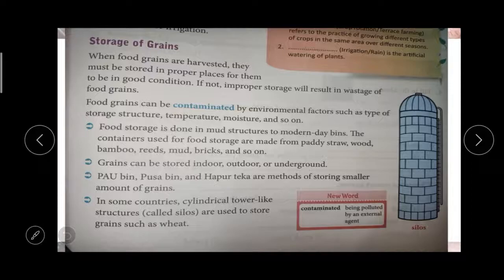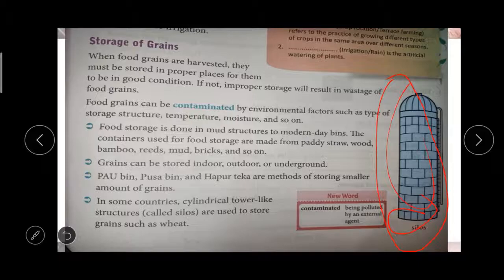In some countries, cylindrical tower-like structures called silos are used to store grains such as wheat. Now in our country also, in some places they use silos for storing grain. But before, they used to carry the grains in paddy straw and keep them inside the home. They kept a separate place for the storage of grain, fully covered with paddy straw, bamboo sticks and some wood material, where they store the grains.